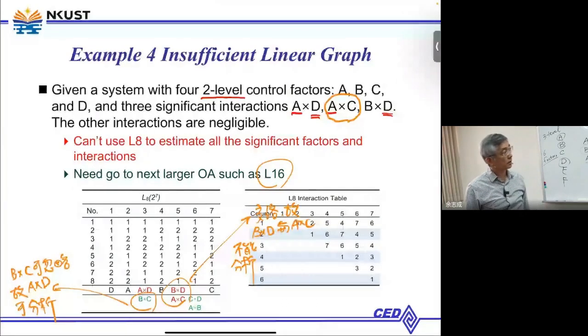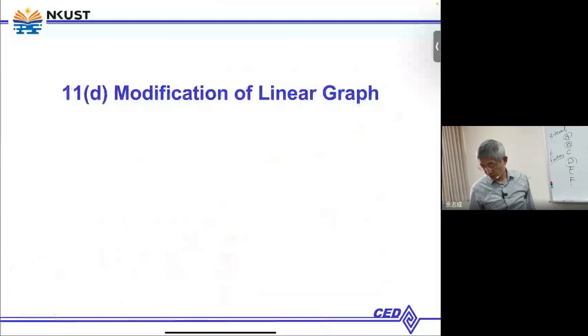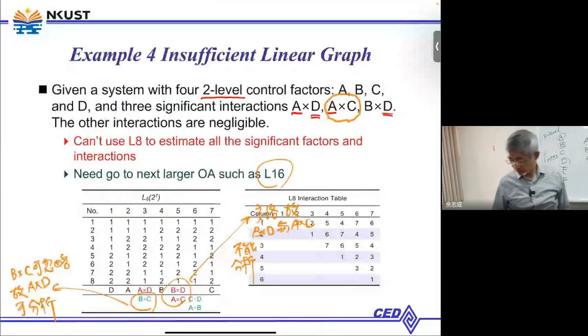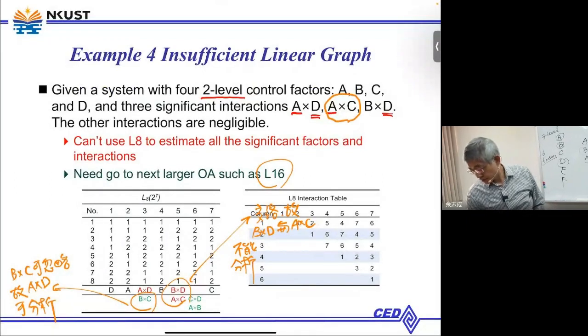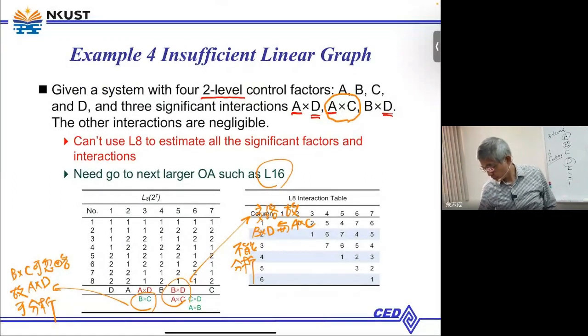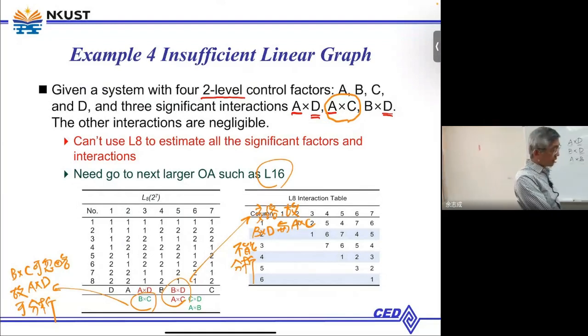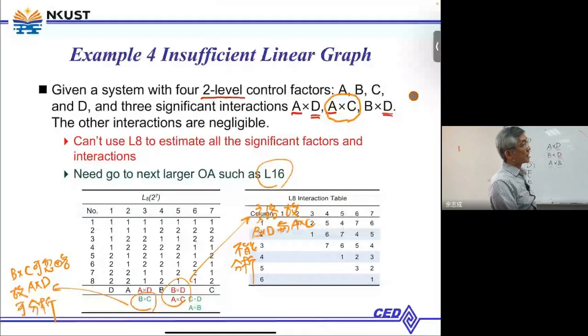All right. So you can see the result by looking at the interaction table. If you look at the interaction table, you can find out the confounding structure. Here I just skip the process, but you can see the confounding structure right here.